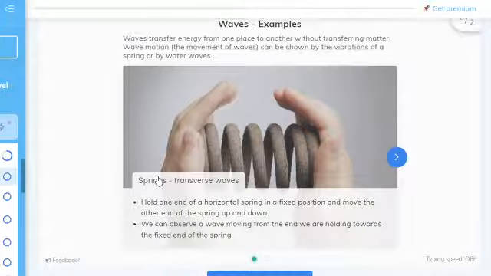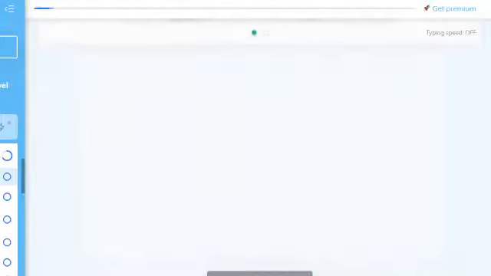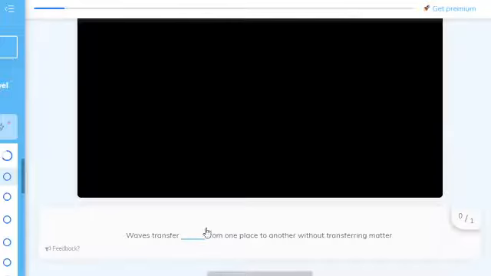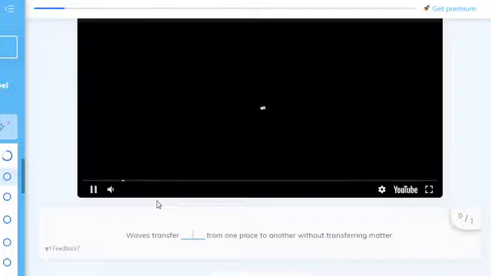There are two types of wave, transverse and longitudinal. Longitudinal waves look like this. They are a series of compressions and rarefactions. Whereas transverse waves look like a wave from the sea, so they move perpendicular to the direction of propagation, the direction the wave is travelling. Simple. Question: a wave transfers what from one place to another? Energy. Simple.